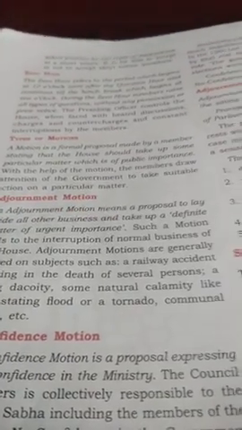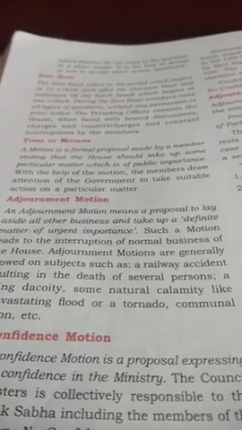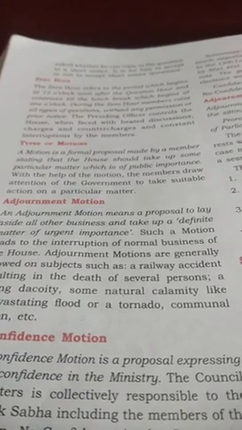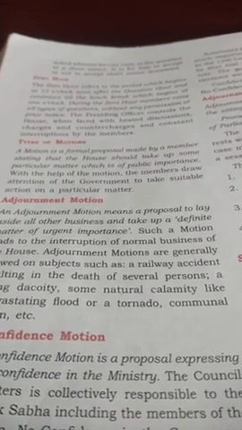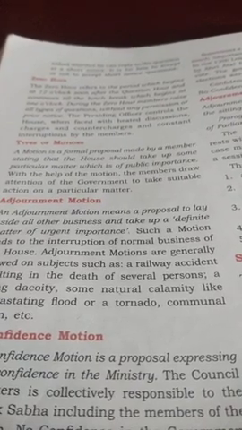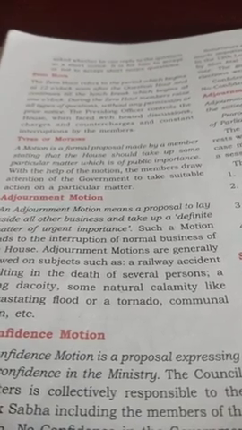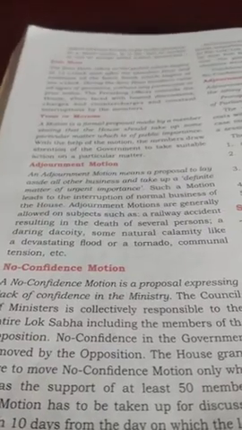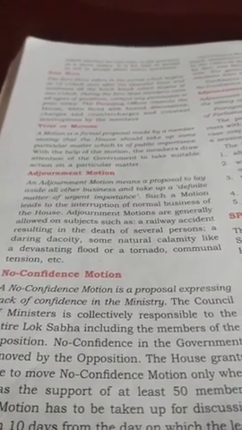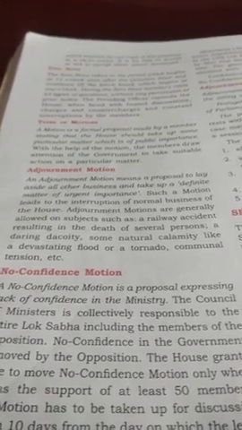Now come to the types of motion. A motion is a formal proposal made by the members and it states that the House should take up some particular matter which is of public importance. With the help of this motion, the member draws the attention of the government to take suitable action on a particular matter. There are two types of motions. One is adjournment motion, another is no confidence motion. First we will discuss what is adjournment motion.